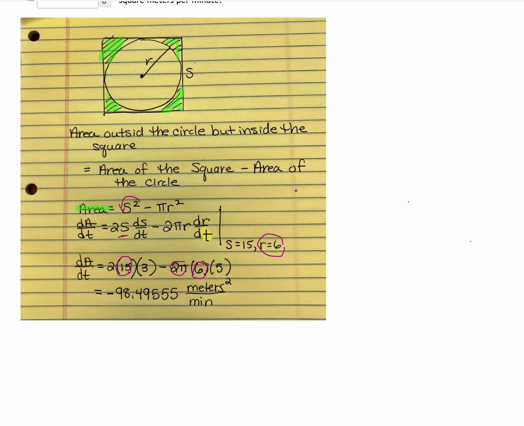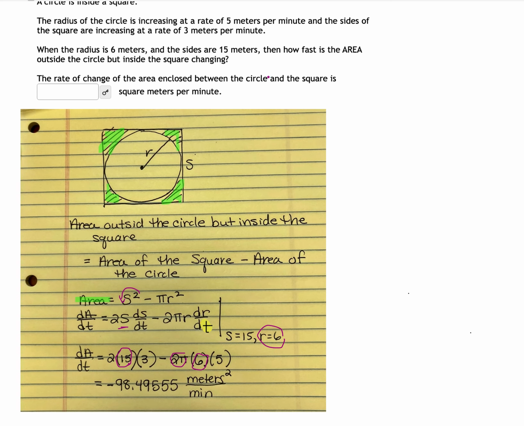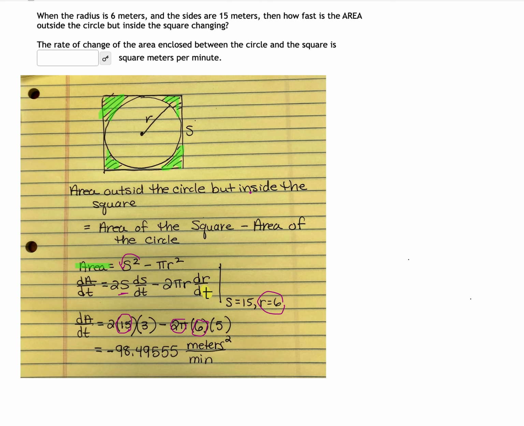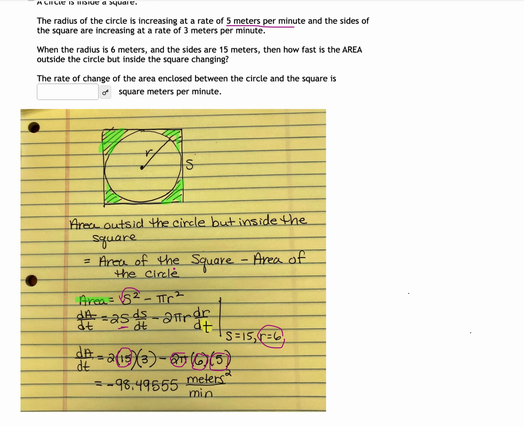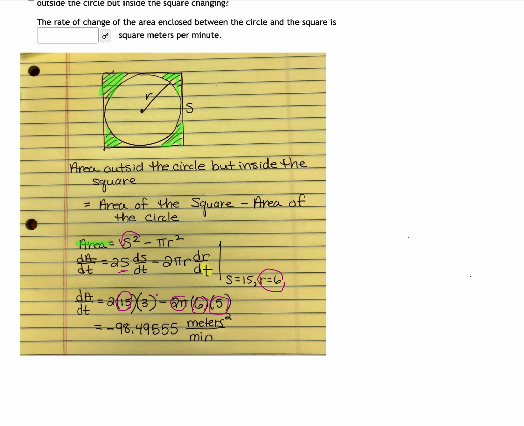That was given to us in the question. It says that the radius of the circle is changing at a rate of 5 meters per minute. So dr dt is going to be 5. And it also says that the sides of the square are increasing at a rate of 3 meters per minute. So that's our ds dt, which I'm going to put in as 3.